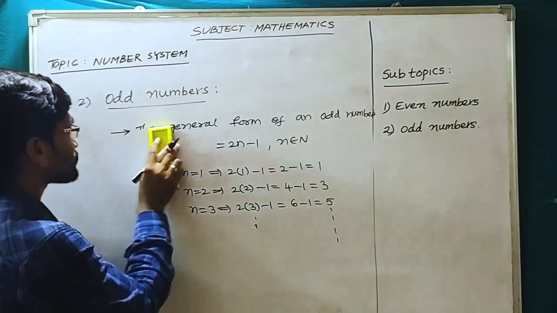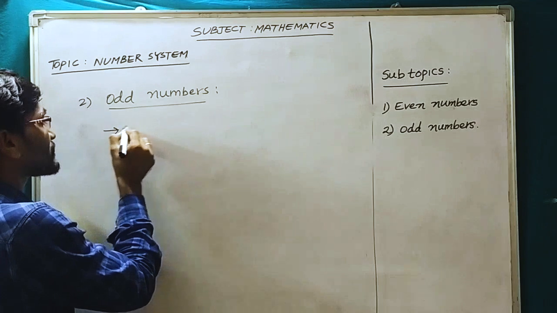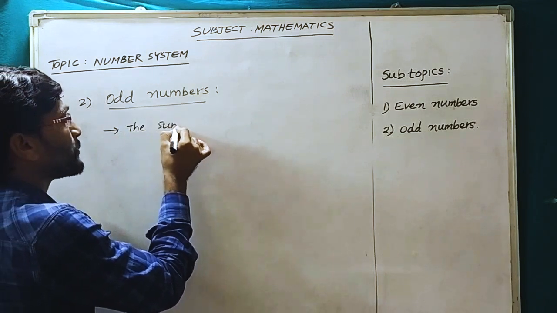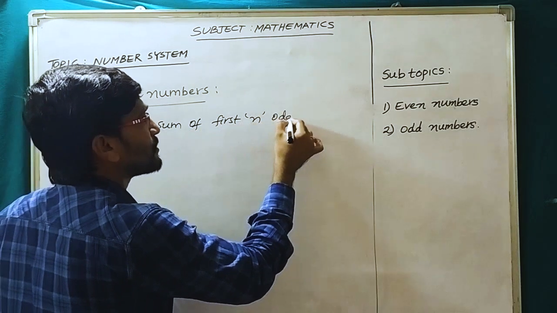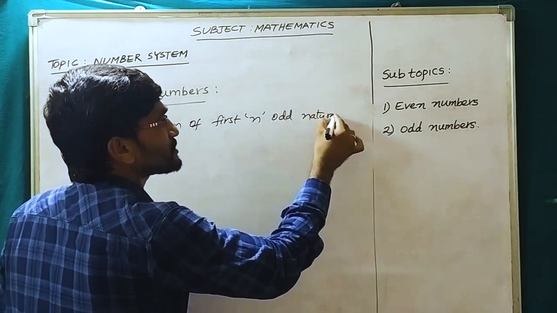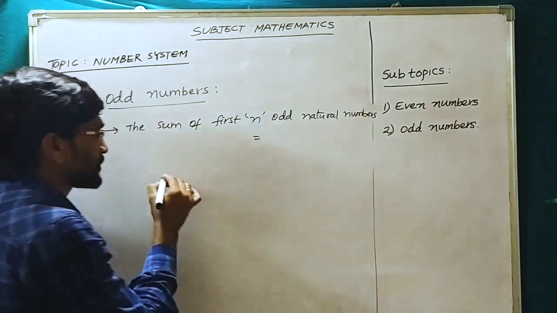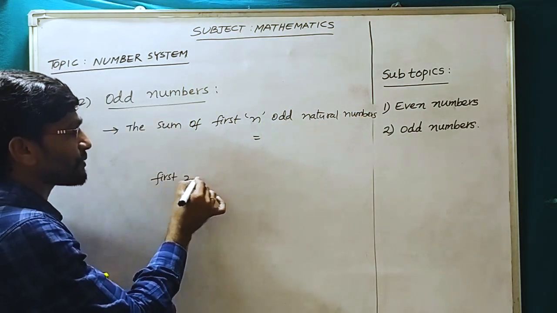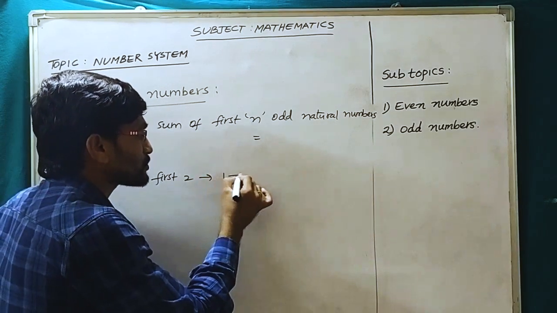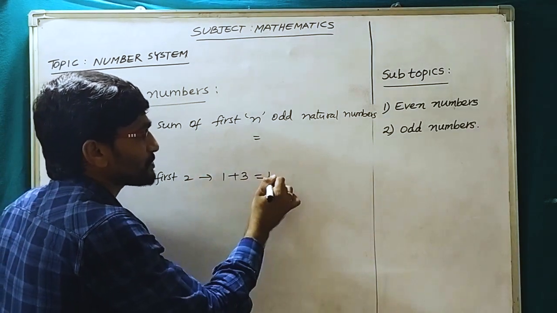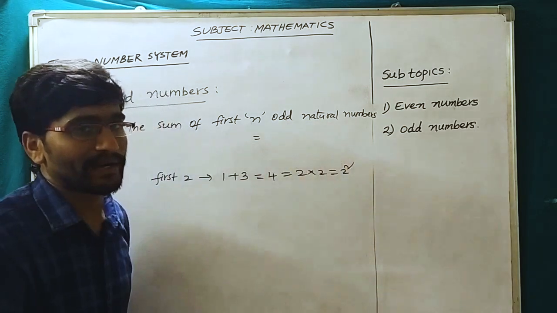Next one is the sum of first n odd natural numbers. The sum of first n odd natural numbers is equal to, see, I want to take first two odd natural numbers. What are the first two odd natural numbers? 1 and 3, right? So 1 plus 3, sum of them gives 4. 4 can be written as 2 into 2, that is equal to 2 square, right?